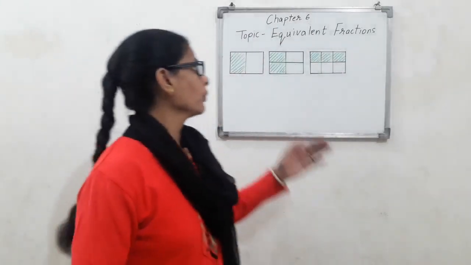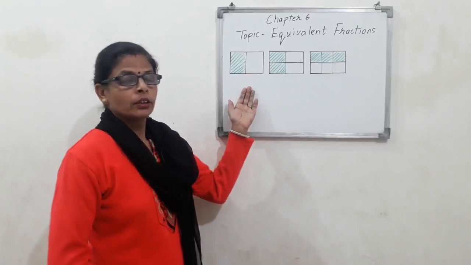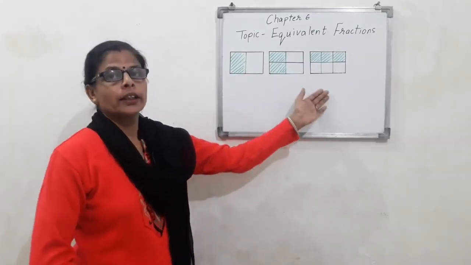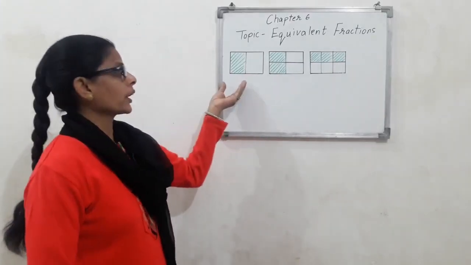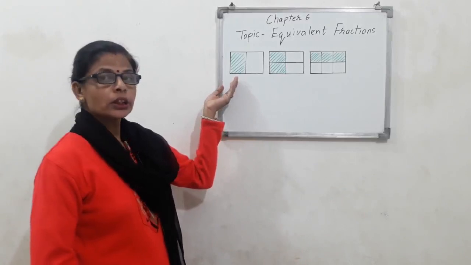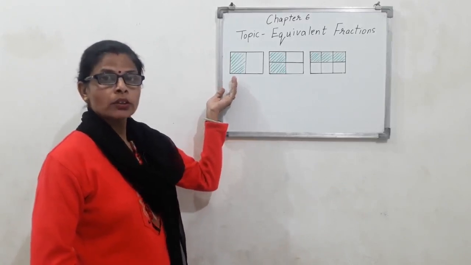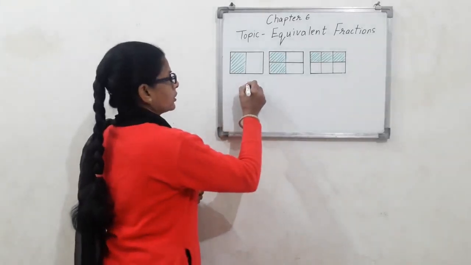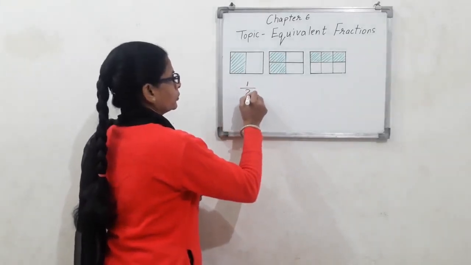For example, I have drawn rectangles on the board. In the first rectangle, how many parts are there? 2. And how many are shaded? 1. So what is the fraction? 1 upon 2. Correct. The fraction is 1 upon 2.